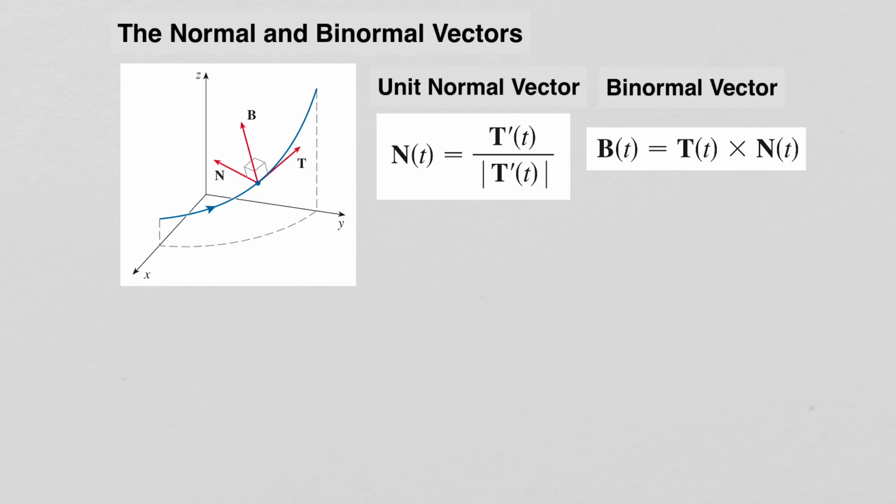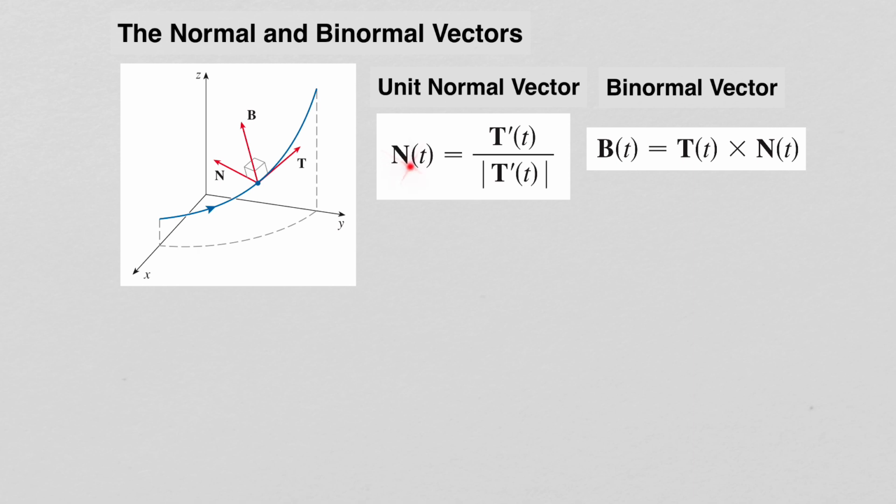Next, we look at the normal and binormal vectors. So let's consider a space curve, and let's take a look at the unit tangent vector. Now remember, the unit tangent vector is going in the direction of the curve and has a length of 1 unit. The normal vector is perpendicular to this vector. And then we have the binormal vector, which is defined to be the vector that is perpendicular to both the tangent vector and the normal vector.